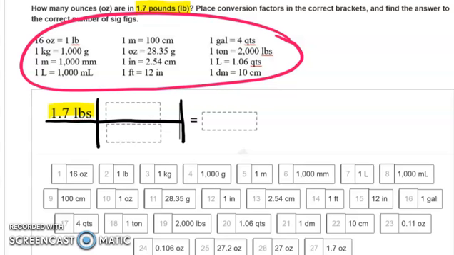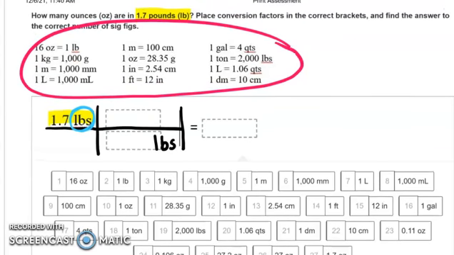As far as knowing what goes where, here's what I would suggest. The very first thing you're going to do is copy this label, just the label, pounds, on the bottom. You're actually writing this on a separate piece of paper before you even try to put anything in here. Now I'm going to look up at my conversion factor to find the right one. In this question, they're asking about ounces, so I'm looking for something with ounces and pounds.